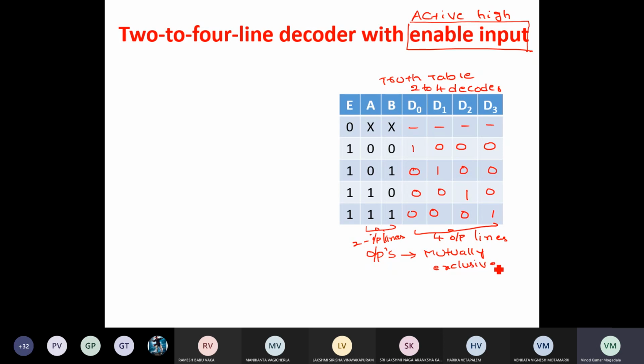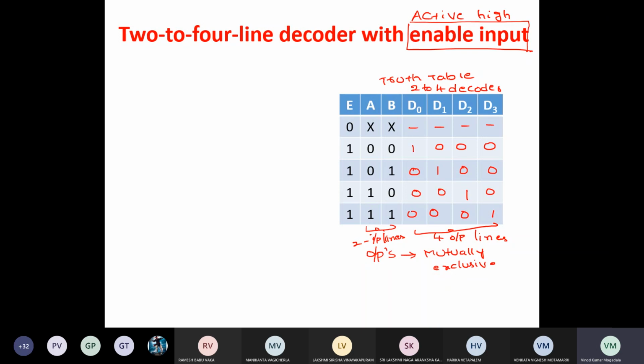You see, only one output is 1 at any time for any combination of A and B. Only one output line is having the output 1. Remaining are zeros. So for any row, only one output line is 1. Remaining are 0. So the output lines are mutually exclusive.